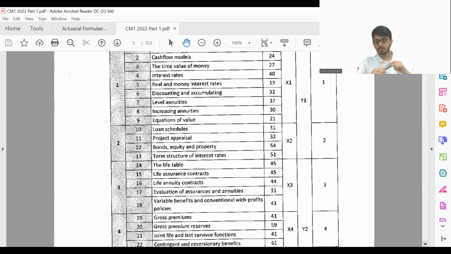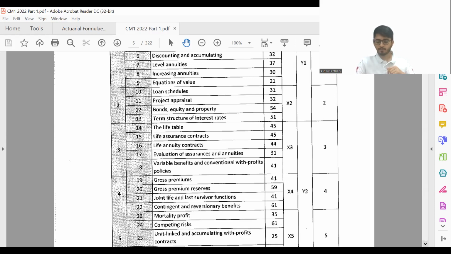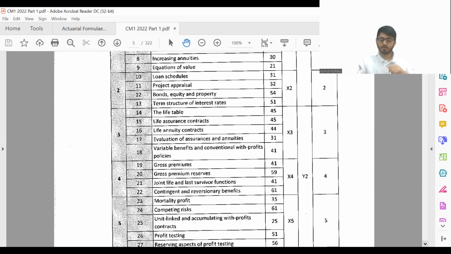Chapter 19, one class. Chapter 21, one class. 22, again one class. 23 also one class. Chapter 24 will take us two classes. And chapters 25 to 27 should take one class each. So you are seeing that we are getting close to 35 classes. These are just the conceptual ones. Doubt classes and question solving classes would be over and above this.